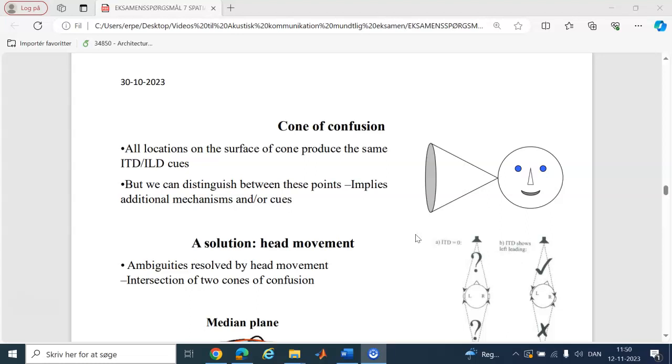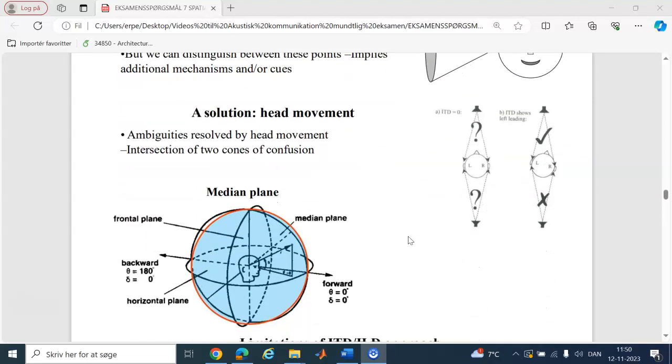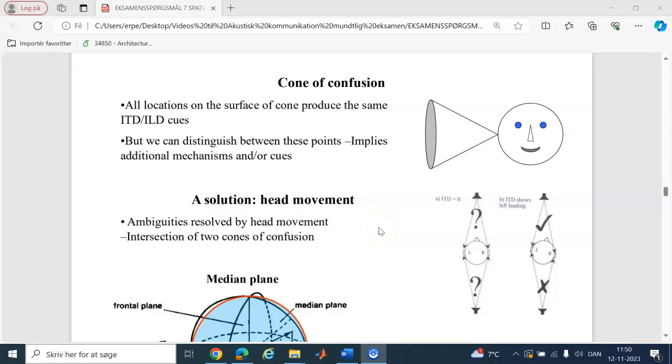All locations on the surface of the cone produce the same ITD and ILD cues. But we can distinguish between these points, which implies additional mechanisms and/or cues. As a solution, head movement: ambiguities are resolved by head movement, at the intersection of two cones of confusion.